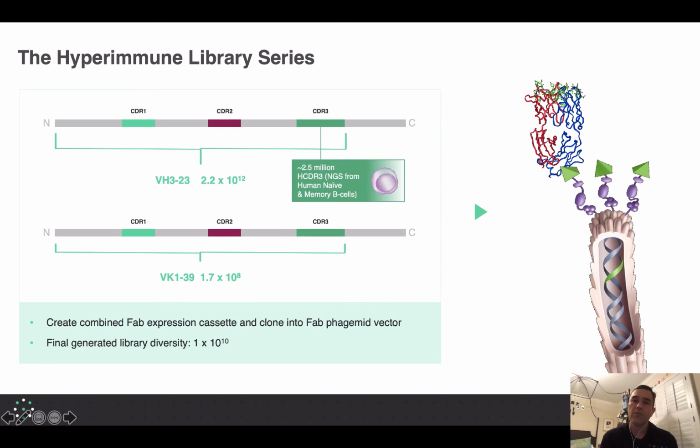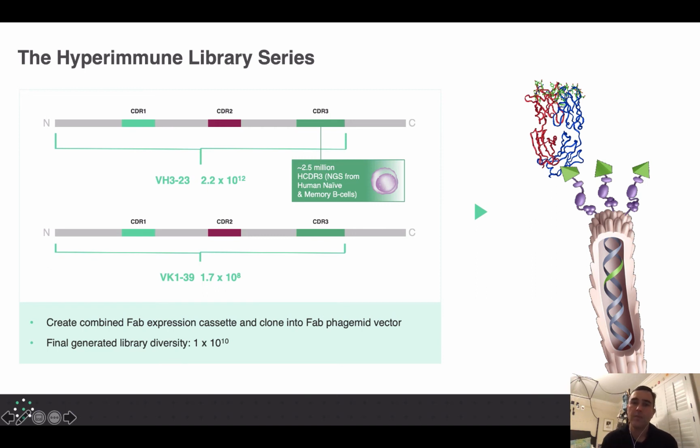Now I'll move on to our Hyperimmune Library series. So again, our Hyperimmune Library is a fully human Fab library. It's based off of a single human germline scaffold, VH3-23 VK1-39. Here, I wanted to create an unprecedented library that no one else had ever built before. And to do that, I started with the idea that the primary determinant in antibody binding is heavy chain CDR3. And so I wanted to create a library that had a very diverse heavy chain CDR3 oligo pool as part of the main part of its interaction with its antigen.